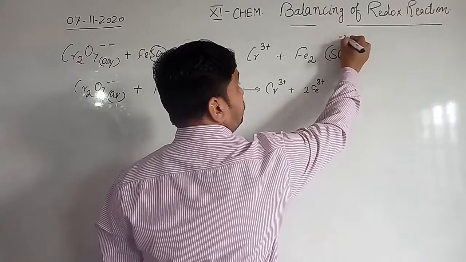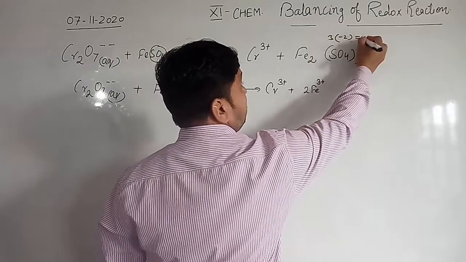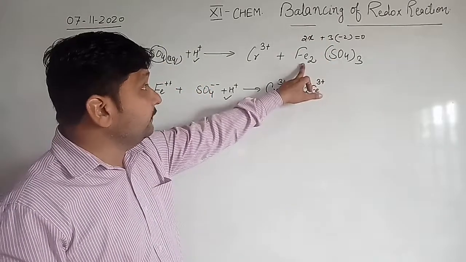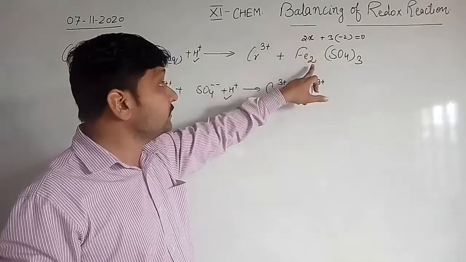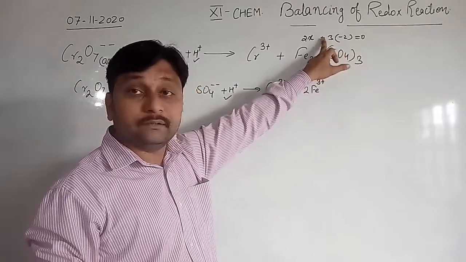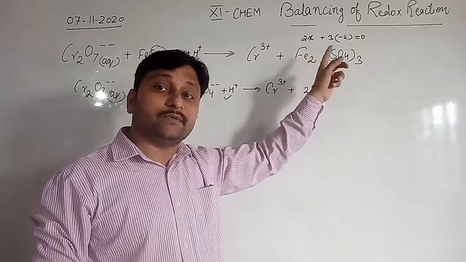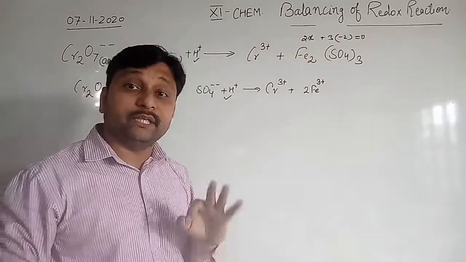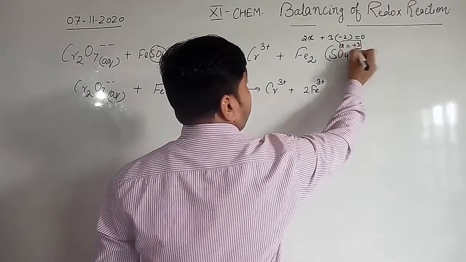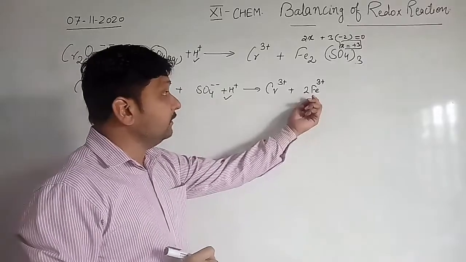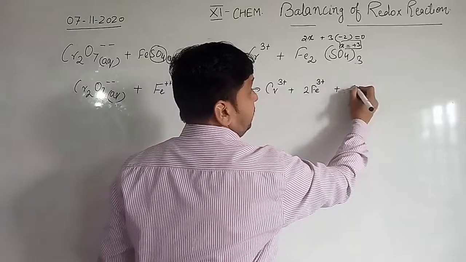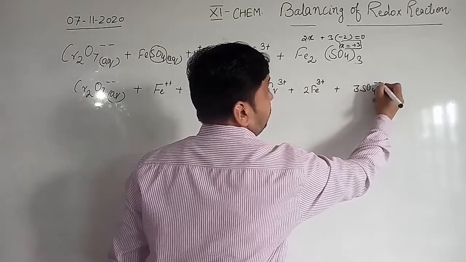SO4 represents -2 multiplied by 3, the overall charge is 0, and Fe is 2x. Clear? So Fe is x, there are 2 Fe, the sulfate ion is -2, and there are 3 SO4. The overall molecule is neutral, so we can easily calculate the value of x. So x is equal to plus 3. Clear? So the ion contains plus 3 charge, and 3 SO4 2 negative.